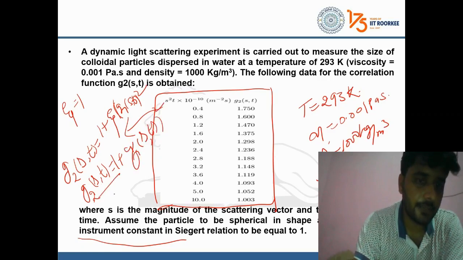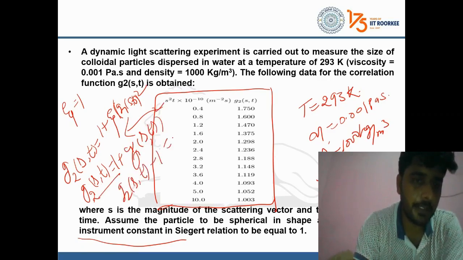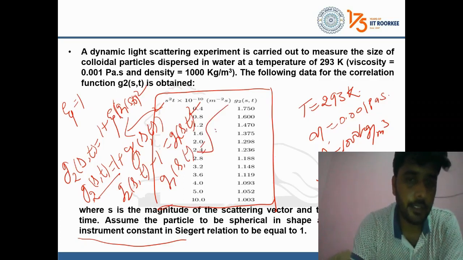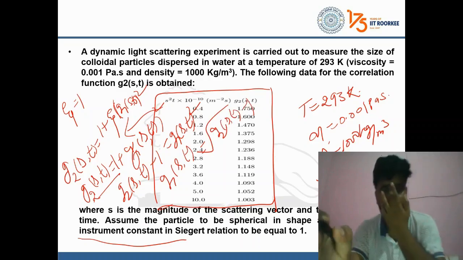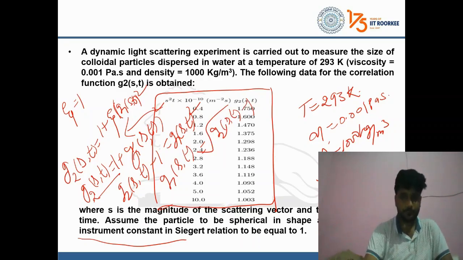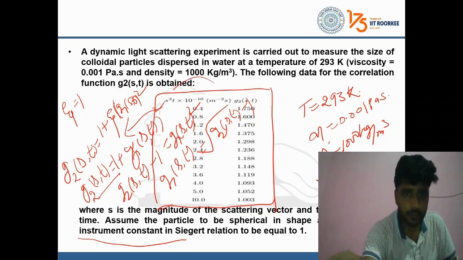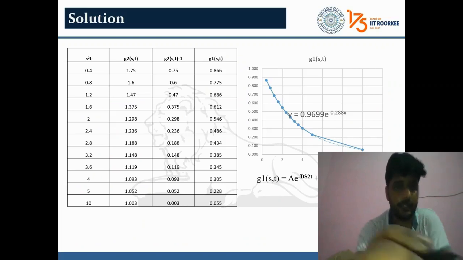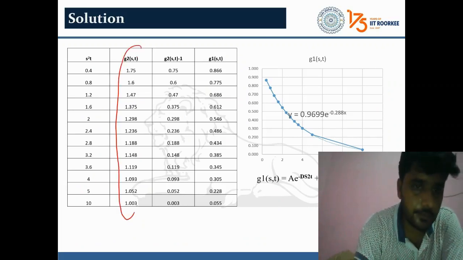So you can subtract g2 st minus 1 and you will get g1 st square, and for calculating the value of g1, you have to just take the under root of g2 st minus 1. So in this next slide, I have done the same work. These are the values given in the question.